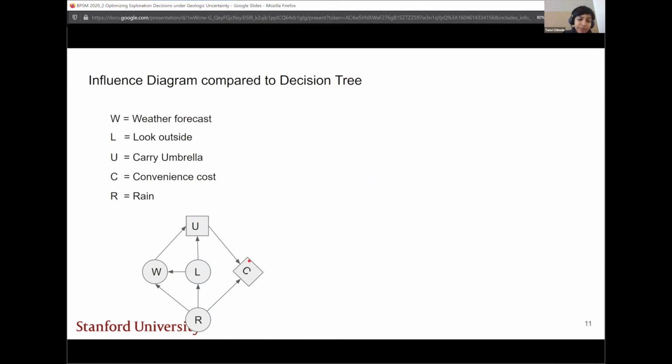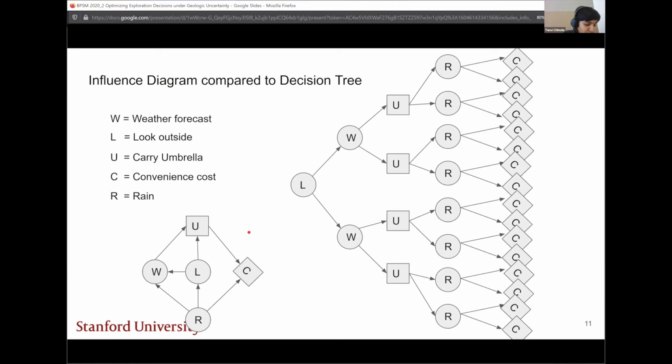In this example, let's say that our value is a convenience cost. So if it rains, I would want to carry an umbrella, but if there is no chance of rain today, then there is an inconvenience cost of carrying the umbrella. So in order to decide whether or not I should carry an umbrella today, I might look outside and see whether it's cloudy or sunny, or I might pay for an accurate weather report to make that decision. To represent the same decision in a decision tree, it would actually require many more nodes.